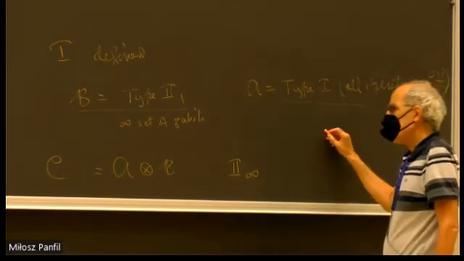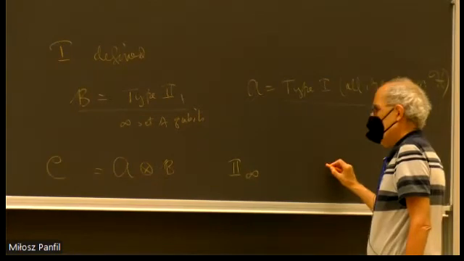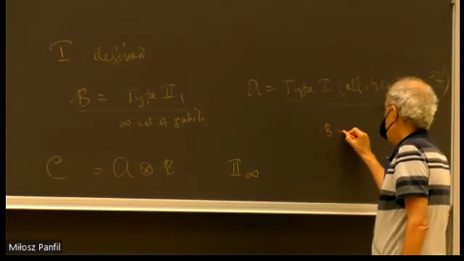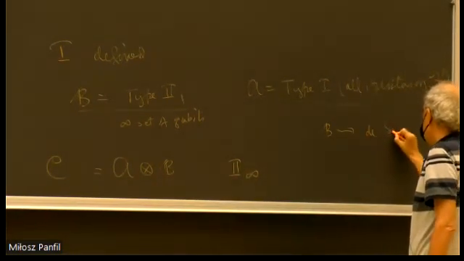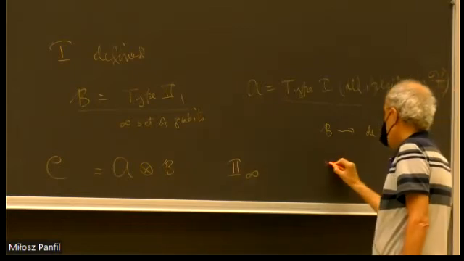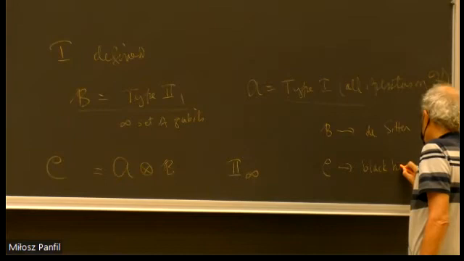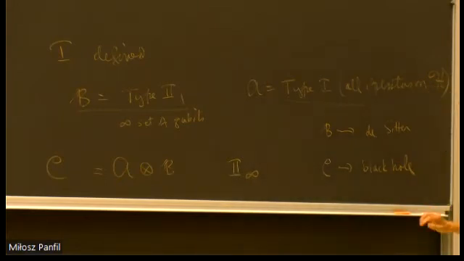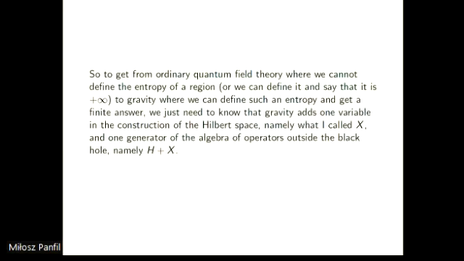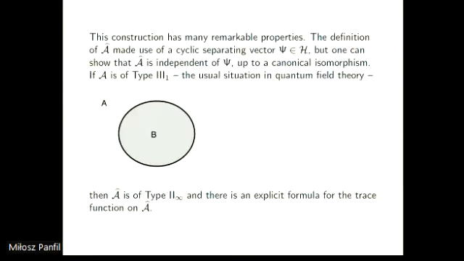And in the two papers, we have learned that B is the right algebra for de Sitter space and C for the black hole. But in the slides I've prepared, I only talk about the black hole. Anyway, this was Kahn and Takasaki.